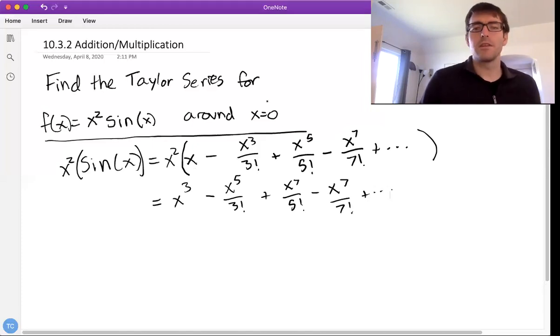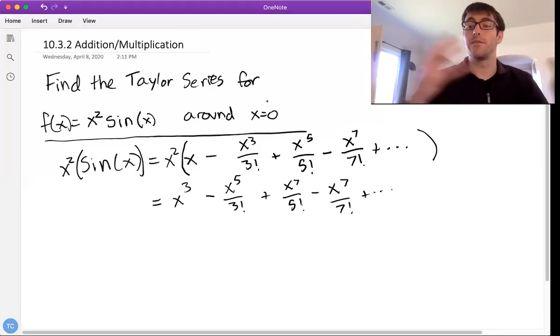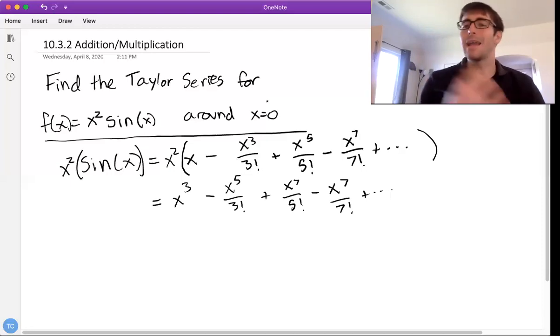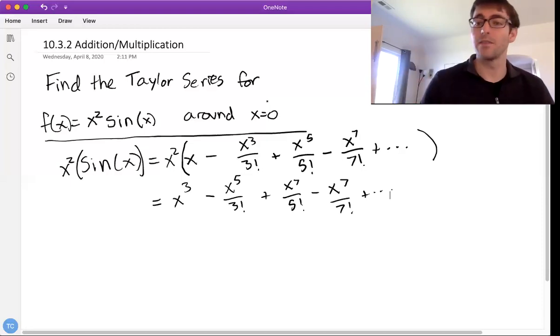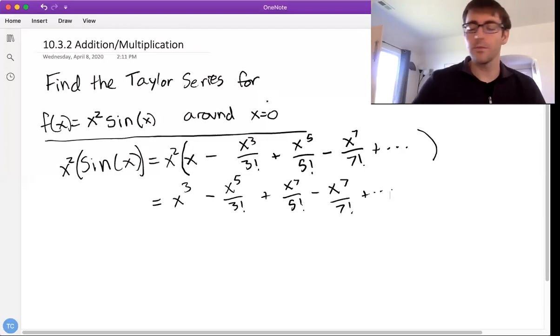So I just did an example using multiplication. We could also do one with division, adding and subtracting, as long as you do the same thing on both sides, totally valid thing to do. So that's mostly all there is to it.